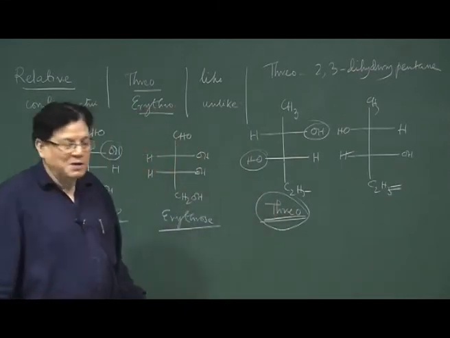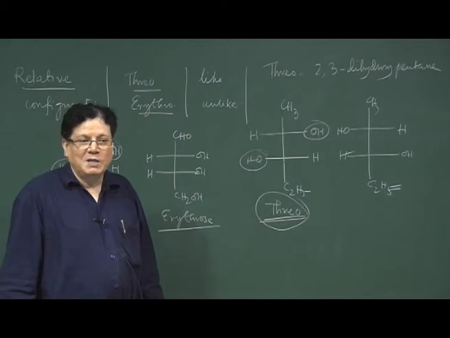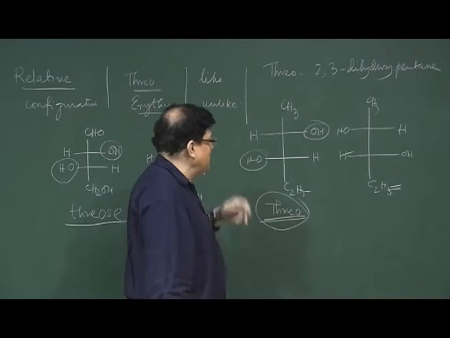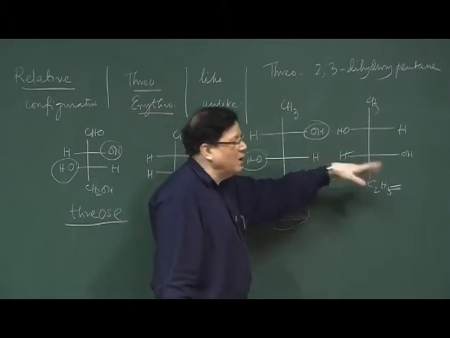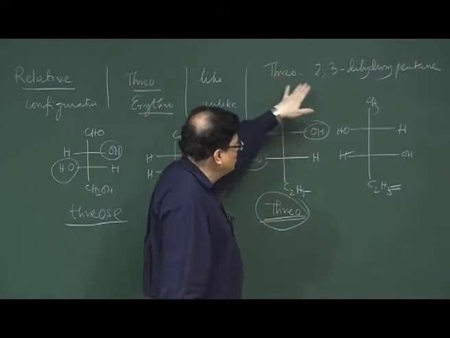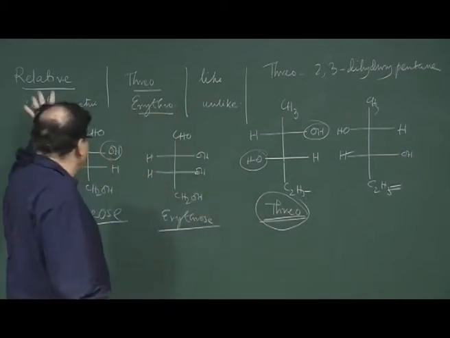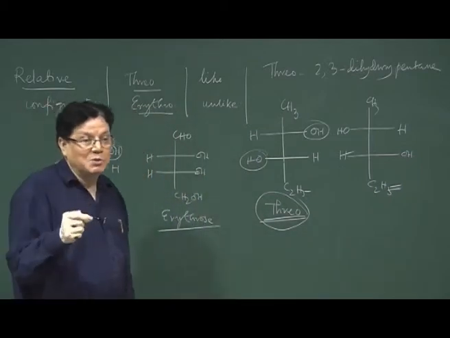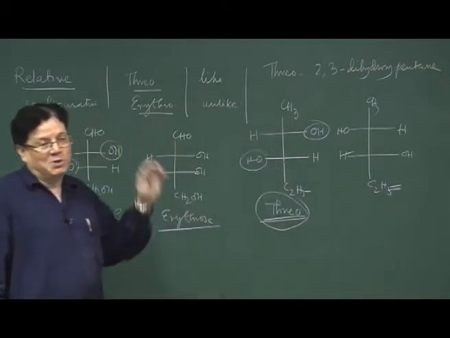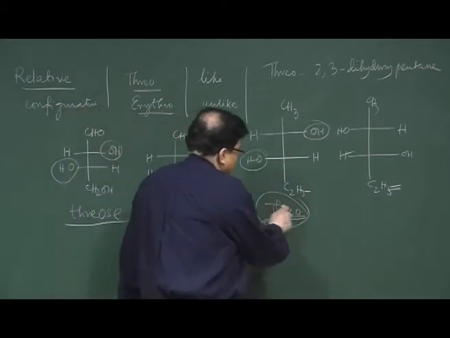Both are threo, because in both the cases OHs are on the opposite side. In the erythro, both the OHs are on the same side. So, again if I ask you to write erythro 2,3-dihydroxypentane, you have to write two compounds. That is why this is called relative configuration. It is not absolute, you cannot absolutely tell which one is the compound that you are talking about. So, this is threo-erythro.